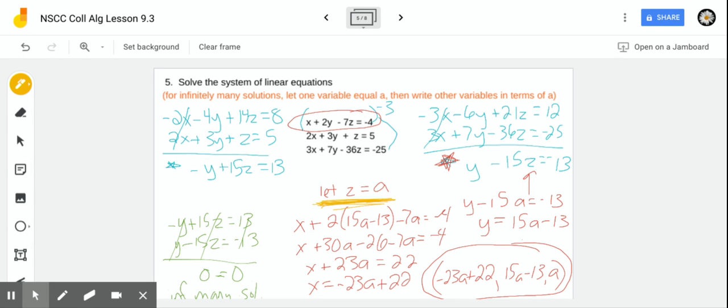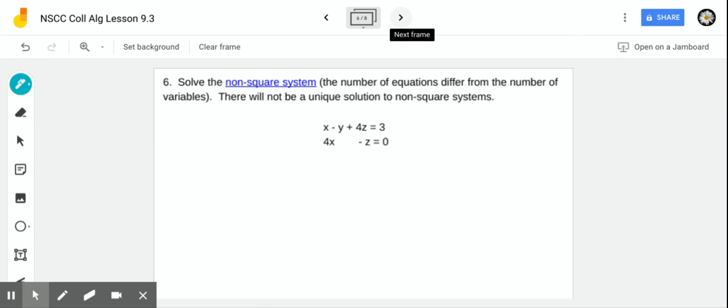Okay, let's try one more of these involving the a problems. Number 6. Number 6 is called a non-square system because the number of equations differs from the number of variables. Notice we have 3 variables, but only 2 equations. So this means we are not going to be able to solve this and get a single answer. So what you're going to do, it's similar to the a thing, is we know that there's not a unique solution to this. So take a look at the easier equation, which is the second one.